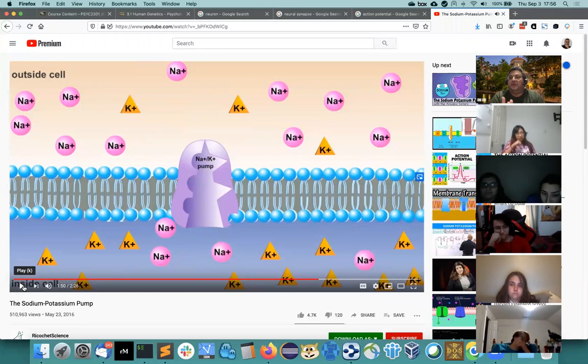Now that's pretty cool. You have to admit that's pretty cool, right? You've got billions of these little pumps that are maintaining this balance, maintaining this negativity inside your neurons and your positivity outside your neurons. And the reason this is important is because the action potential is actually when this polarity flips.